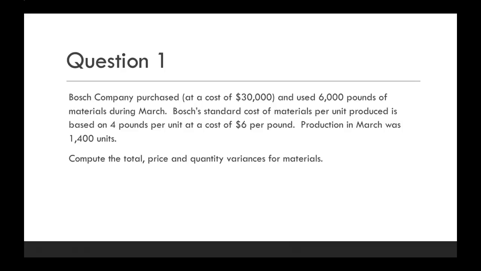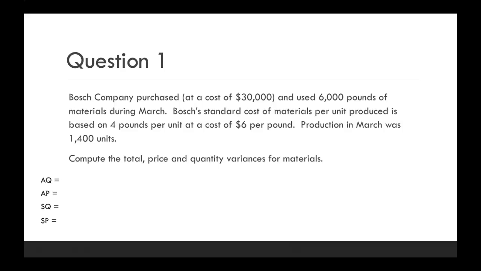Bosch Company purchased materials at a cost of $30,000. So they purchased and used 6,000 pounds of materials during March. Their standard cost of materials per unit produced is based on 4 pounds per unit at a cost of $6 per pound. Production in March was 1,400 units. Using all of that information, we now need to compute the total price and quantity variances for materials.